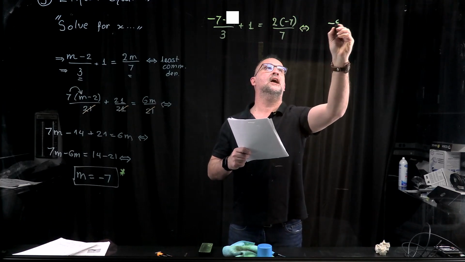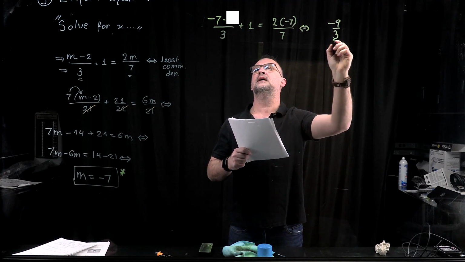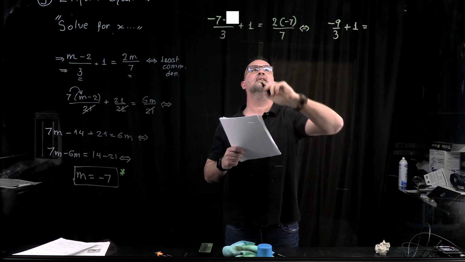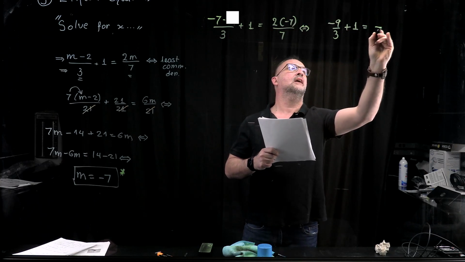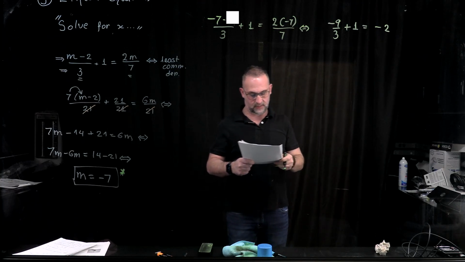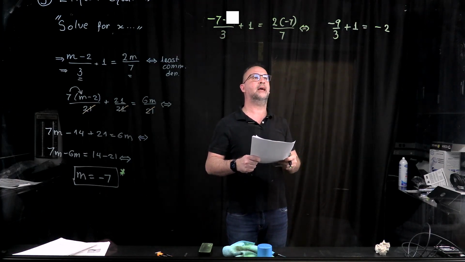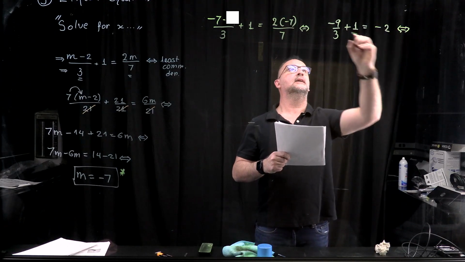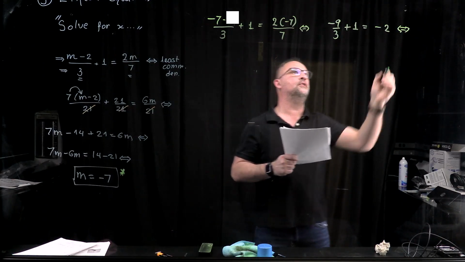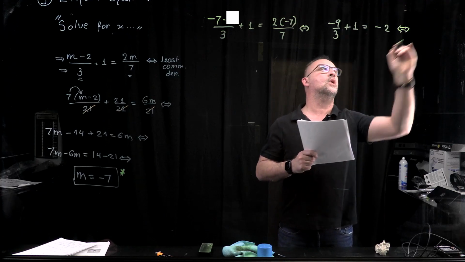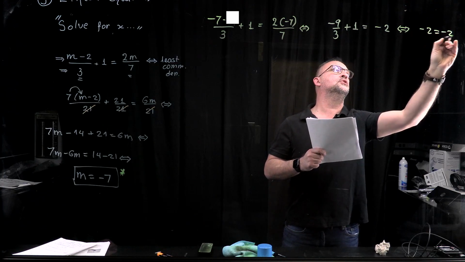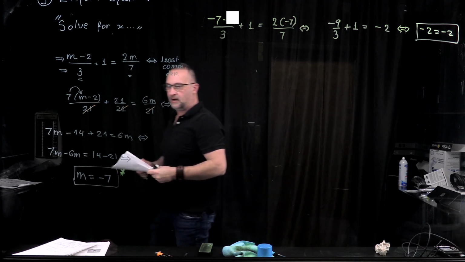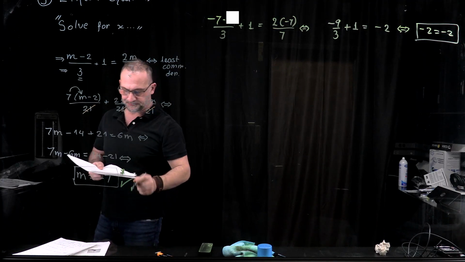We can see that this leads to the following. This is negative 9 over 3 plus 1, and that is equal to, the 7 cancels out, negative 2. And what do we have here? We have that negative 9 over 3 is, of course, negative 3, plus 1, negative 2 equals negative 2. That is good news. Indeed, our solution checks out.